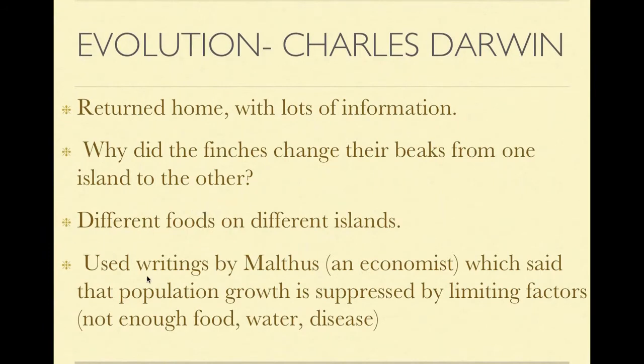So he used these writings by this guy named Thomas Malthus, who was an economist, and he had gone on to say that human civilization was going to collapse in the 1700s because there wouldn't be enough food, and obviously that hasn't happened yet. But the real gift that he gave to Darwin through his writings was that he had this idea of limiting factors, which means that there's not enough of some thing in the environment for everybody to survive. So it might be not enough food, not enough water. There might be too much disease.